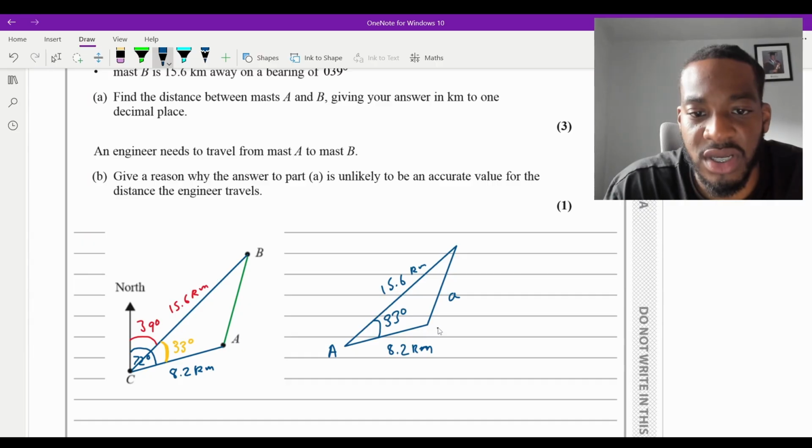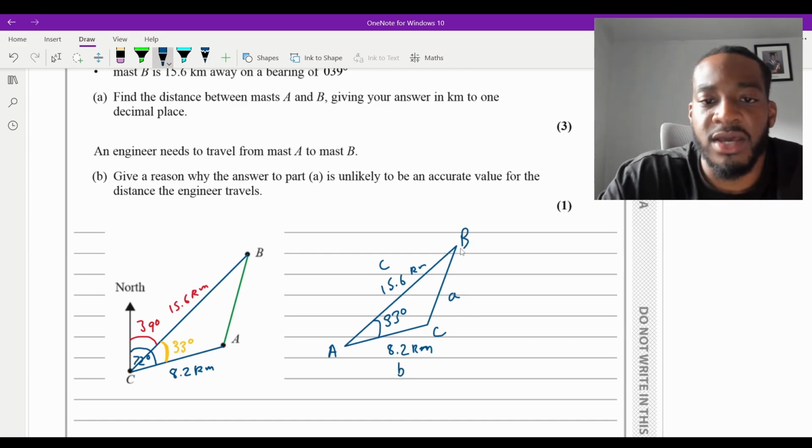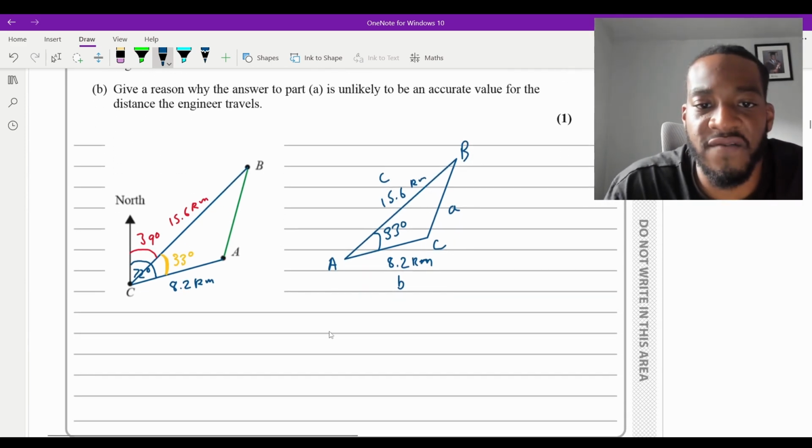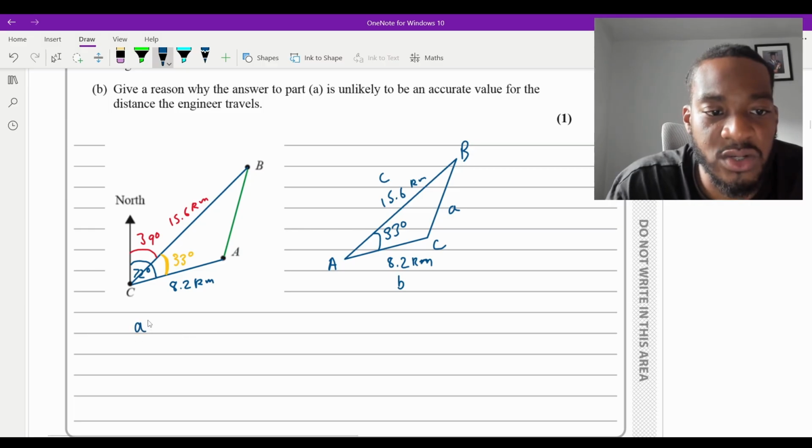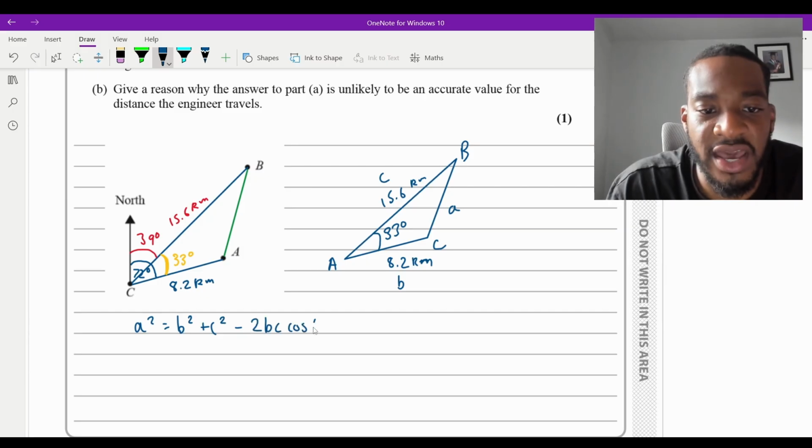I'm going to call this capital C. That's going to be lowercase c. I'm going to call this lowercase b. I'm going to call this capital B. Now, the cosine rule states that if I'm looking for A, then A squared is equal to B squared plus C squared minus 2BC cosine of A.